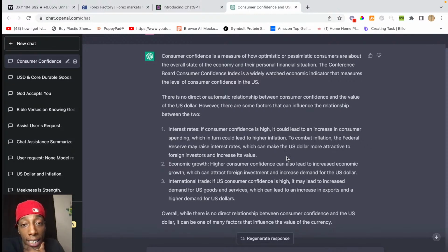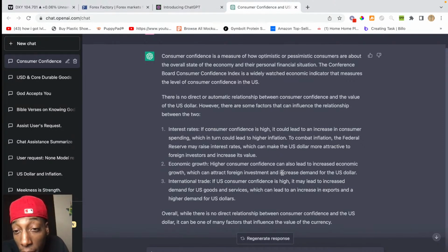So basically, if consumer confidence is high, it can increase consumer spending. So people are spending more money, which could lead to higher inflation. So we want people to slow down on spending money to combat inflation. Does that make sense? I never understood inflation, man. Alright, supply and demand, prices, but come on, man. There's enough product out here.